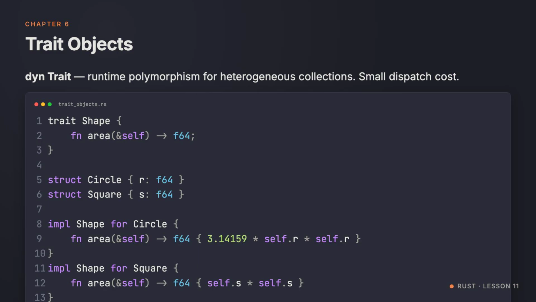In the example, we define a Shape trait with an area method. We implement it for both Circle and Square. We then build a Vec of Box dyn Shape containing a mix of circles and squares and compute the total area with iter, map, and sum. Most of the time, generics are preferable. They're faster. But when you genuinely need runtime polymorphism, trait objects are there.